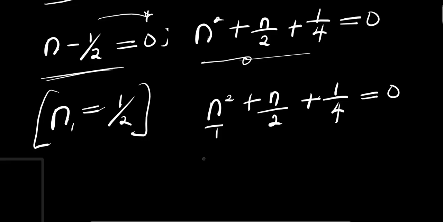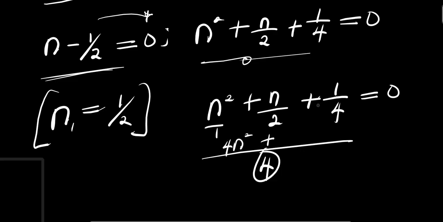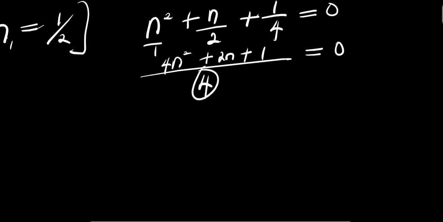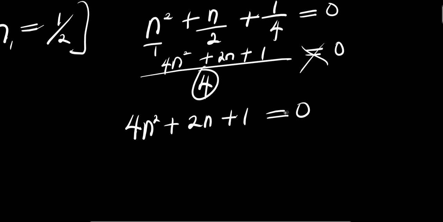This is over 1. The common LCM here is 4. 4 divides 1, 4 times n squared. You have 4n squared plus 4 divides 2 times n, you have 2n, plus 4 divides 4, 1 times 1, we have 1, equals 0. So if you cross multiply, you have 4n squared plus 2n plus 1 equals 0. So let's solve this using the formula method.